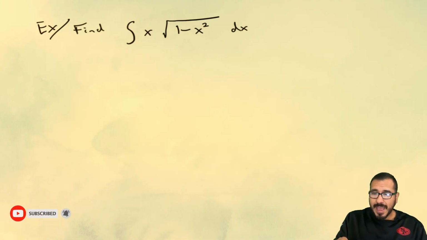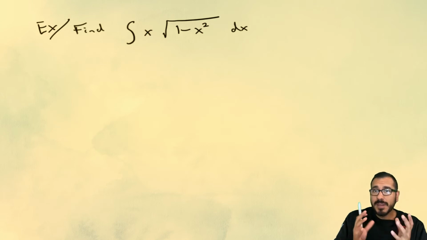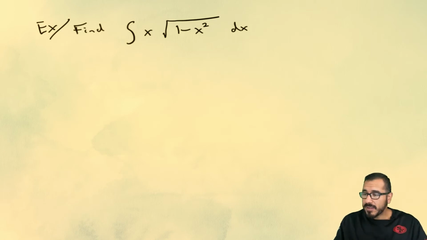Notice I have this square root function, so I'll call that my outer function, and I'm thinking this is going to be my inner function. When I take the derivative of this inner function, hopefully I can produce, using some algebra manipulation, this x. So let's try some things.